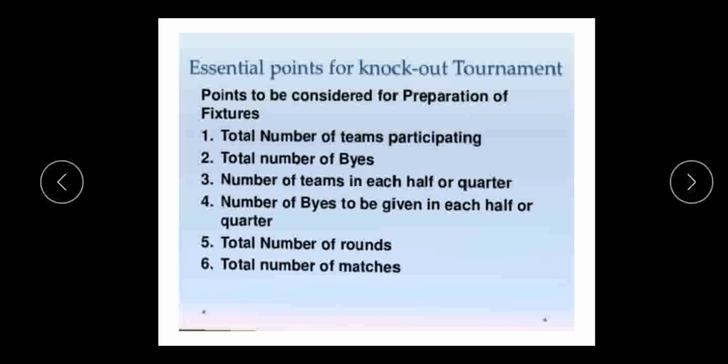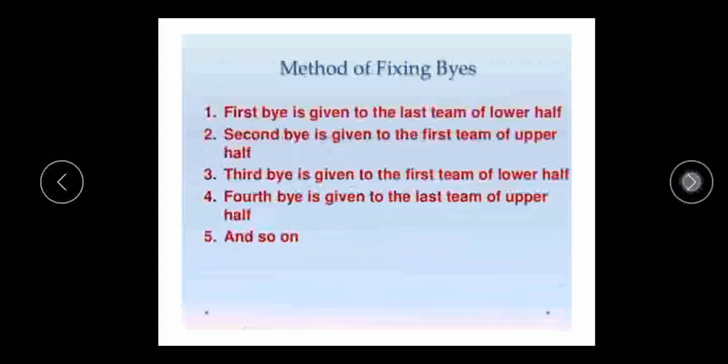You use these methods and make the fixtures. Essential points for knockout tournaments. Points to be considered for the preparation of the fixtures. The first point: total number of teams participating; the total number of byes; number of teams in each half of the quarter; number of byes to give in each half of the quarter. The fifth is the total number of rounds, and the total number of matches also.